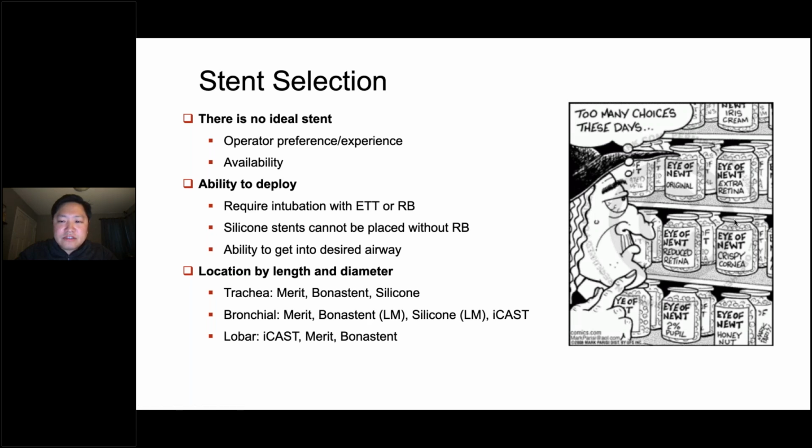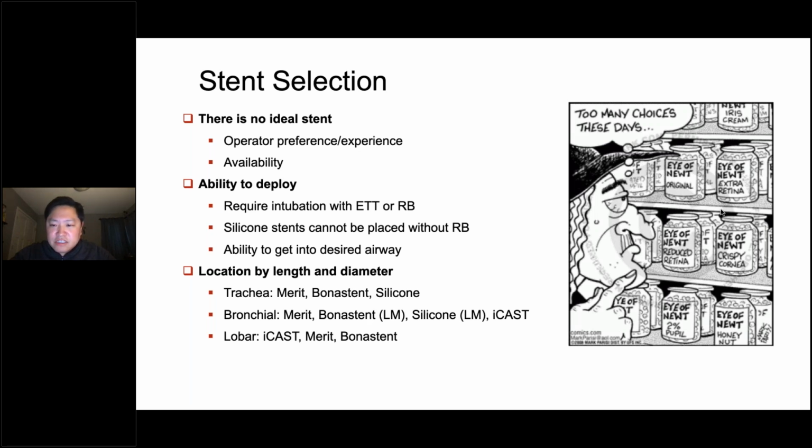When you select stents, when I started, it was very easy. We had one type of silicone stent, and we had one type of fully covered hybrid stent. And that was about 9 years ago. And now there are multiple different types, and I think that's fine. It really depends on your preference and your experience. If you're really good at placing one particular type of stent, just keep on doing it. It depends on availability, what you have in stock, and the ability to deploy the stent.